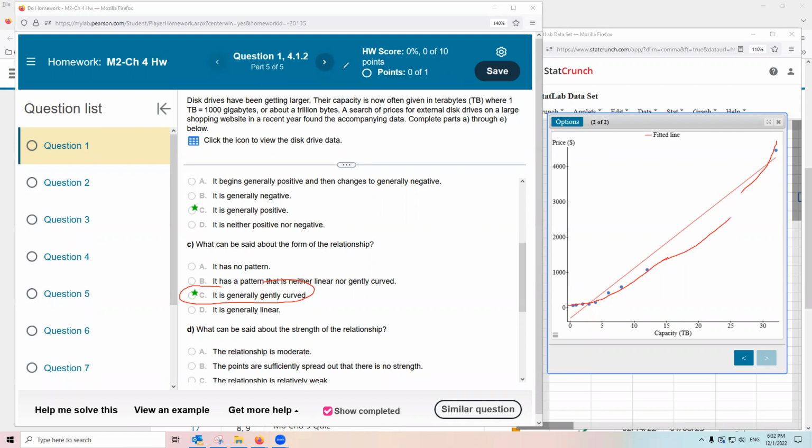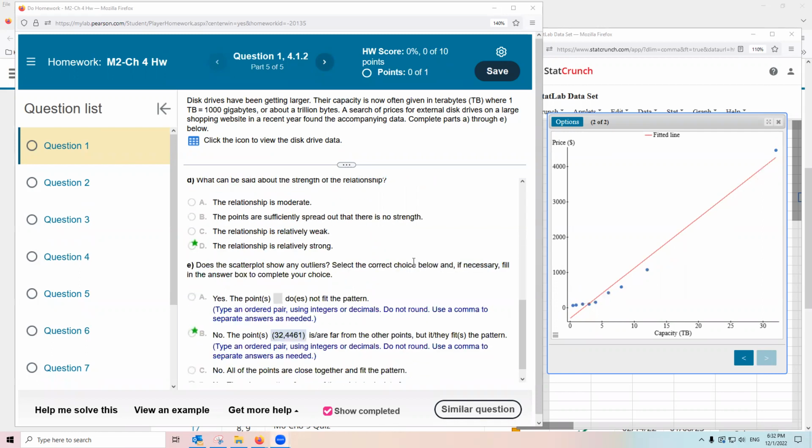All right, and then the last question I think says, what about the strength? Well, we're going to say relatively strong here because these points are fitting this pattern with that correlation coefficient of 0.988, I think it was.